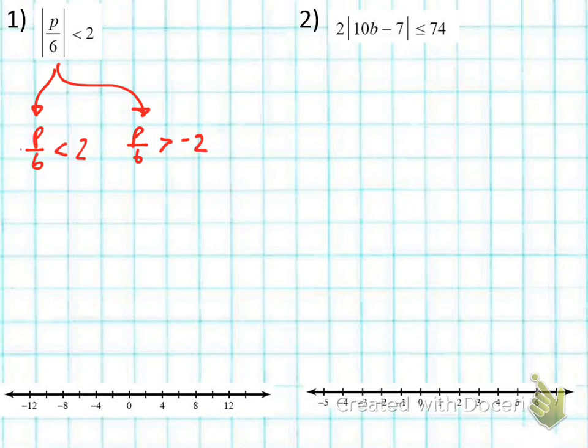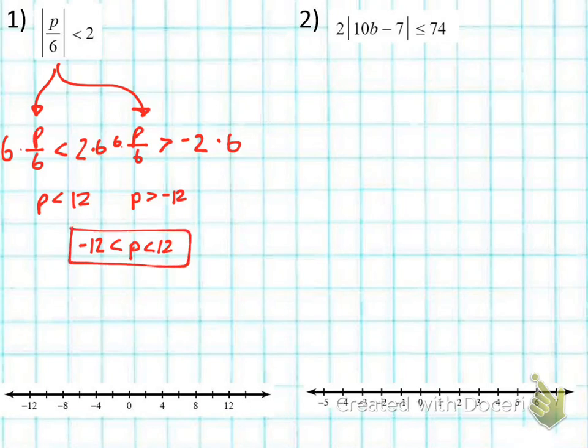Then we multiply by 6 on both sides. So we got p is less than 12, and p is greater than negative 12. I can write this by taking the smaller number, negative 12, putting p in the middle, and 12 here. We said p is less than 12 and greater than negative 12. So this is the answer.